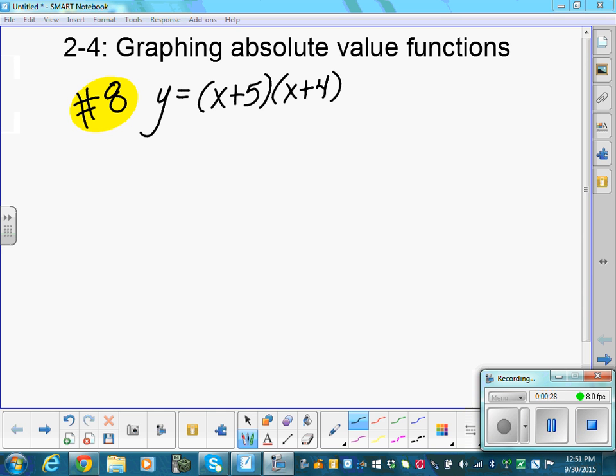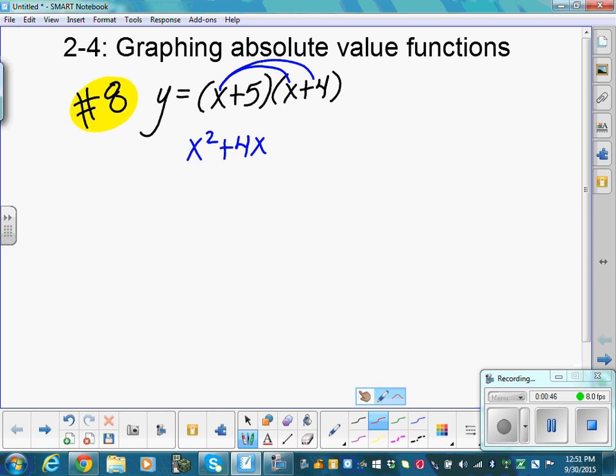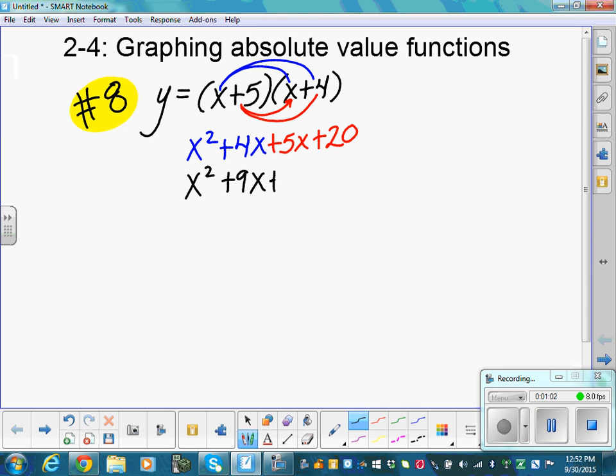So looking at this one, number 8, we have y is equal to x plus 5 times x plus 4. So what we're going to do is we're going to actually have to multiply this one out, and then we can go through and complete the square. So we do x times x, which is x squared. And then we have x times positive 4, which is positive 4x. And then we distribute 5 through, so 5 times x is positive 5x. And then positive 5 times 4 is positive 20. Then from here, we'll combine like terms and write it in standard form. x squared plus 9x plus 20.